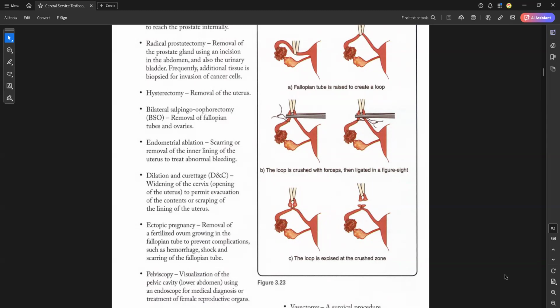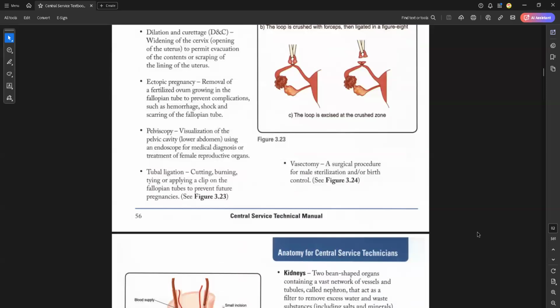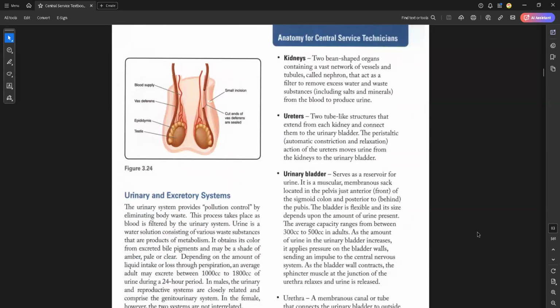Then we also have pelviscopy. If you study the suffixes, scopy is visualization. Scopy is to see. So visualization of the pelvic cavity. We have a tubal ligation, cutting and tying. So these are some of the procedures that are associated with the male and the female. But you can see that there are more for the female. Next one, please. Vasectomy is also there.